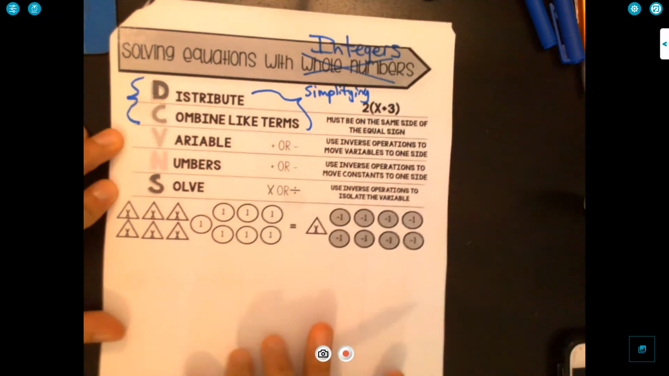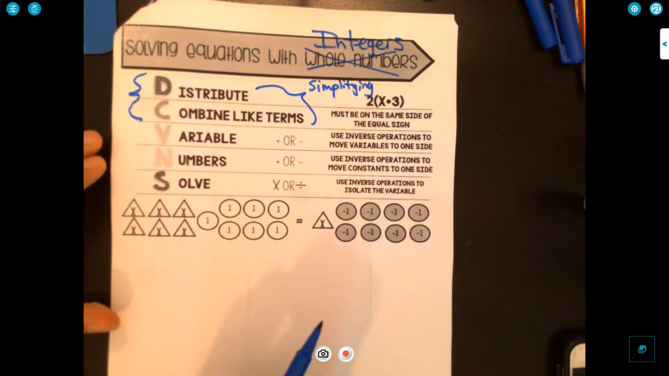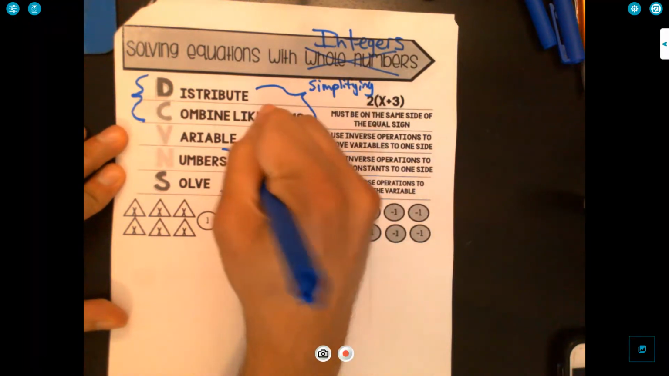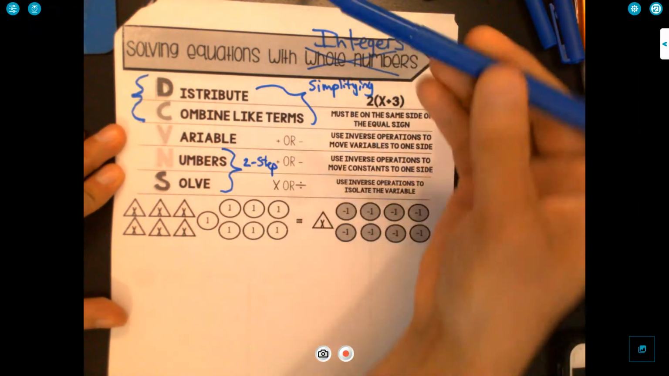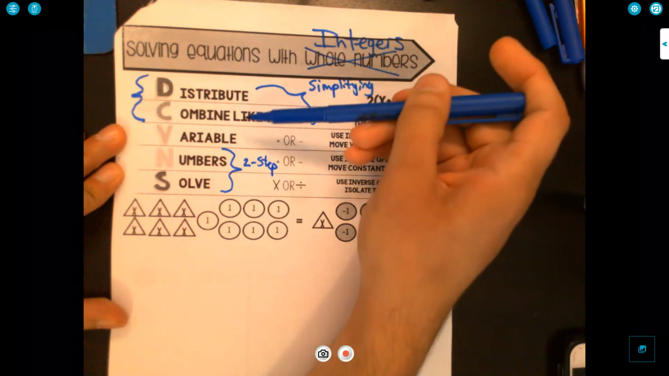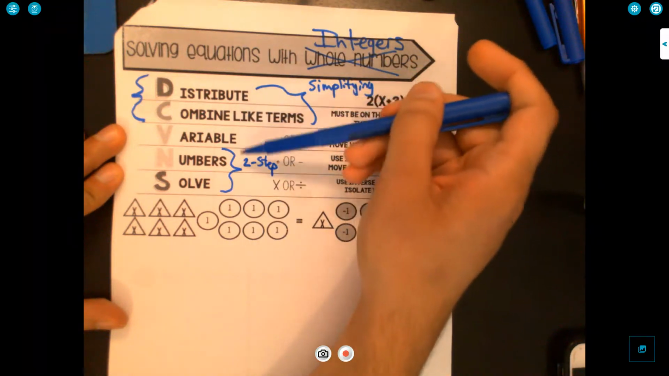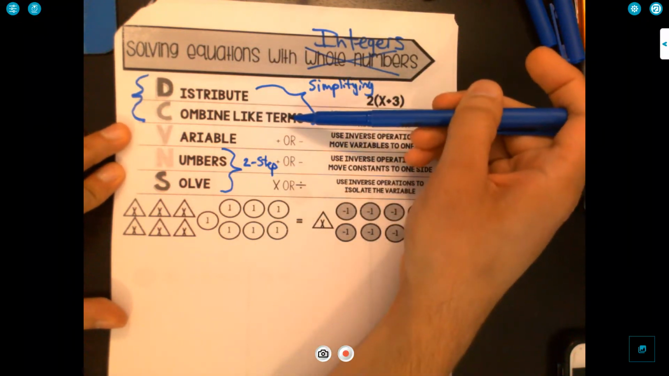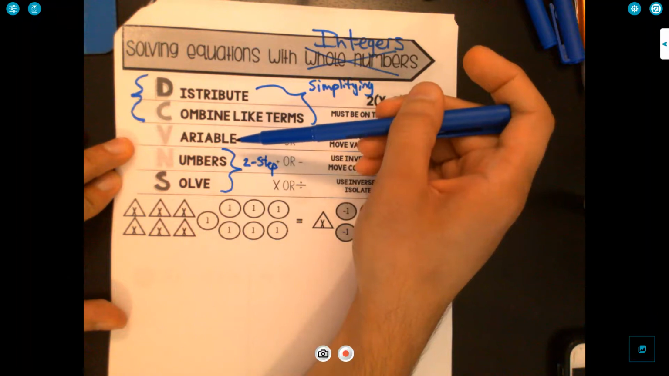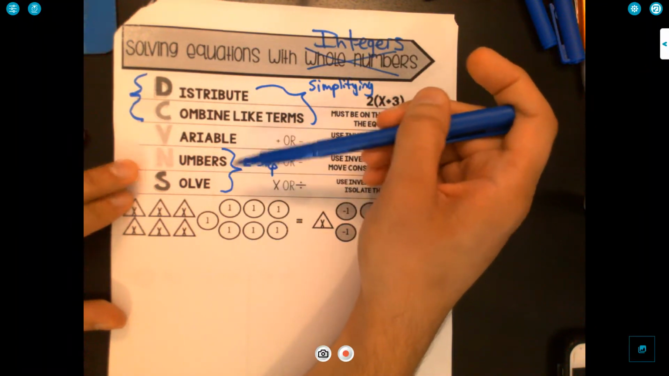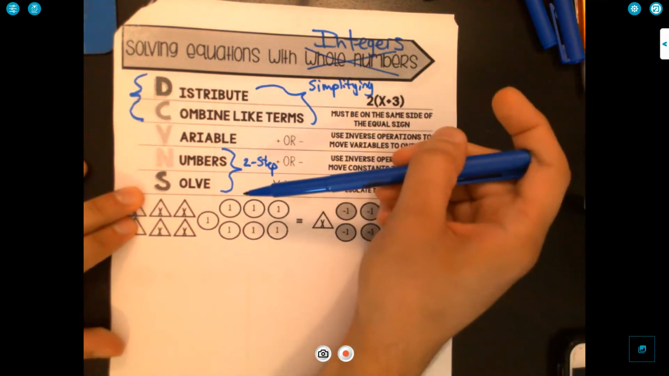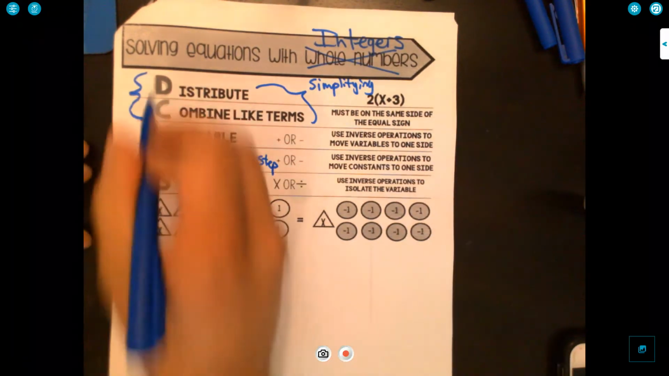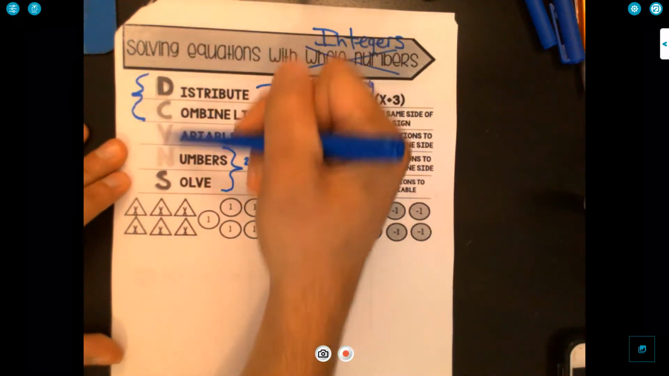And then whenever we solved equations with two-step equations, we only did numbers in solve. So that's two-step. So now what's going to happen is we're going to add on all of these steps. So first step is always to distribute, then combine like terms, move the variable to one side of the equal sign, move the numbers to the opposite side of the equal sign, and then to solve by using division or multiplication.